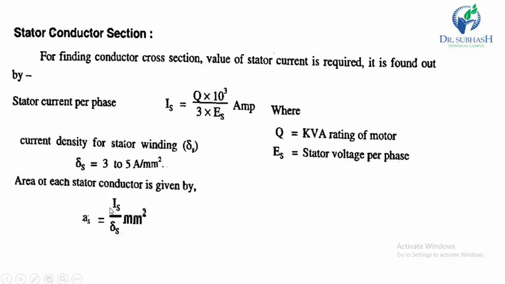Now we find out the current Is, the stator current. We find the stator current with the help of the output equation. Now the output equation Q is equal to I into V into 10 raised to 3. So from the output equation we find out the current Is, and with the help of delta S we find the cross sectional area of the conductor section.